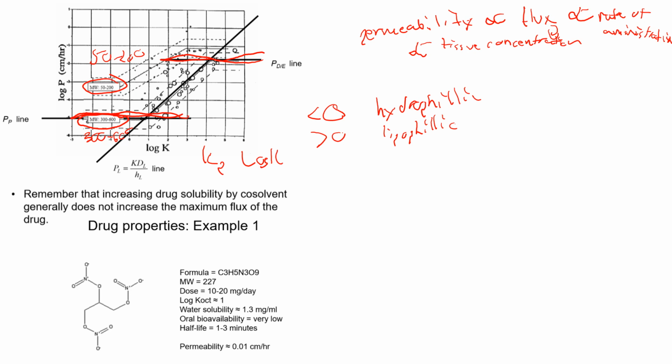PP stands for polar porous pathway. I don't know if that's how you spell porous. I want to say it's OUS. Not important. What is important is this is the primary transport mechanism of hydrophilic drugs.